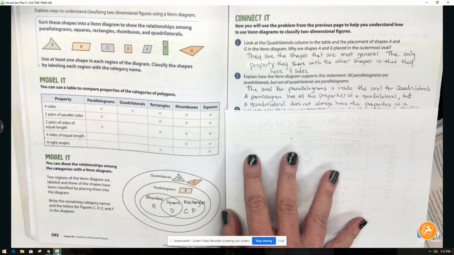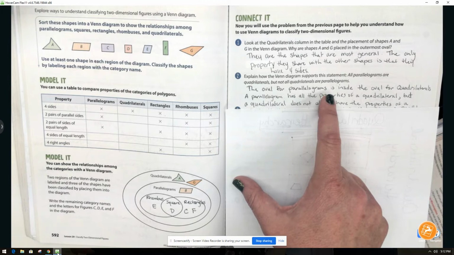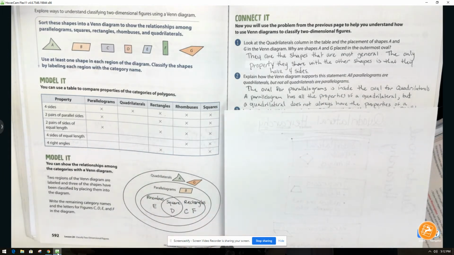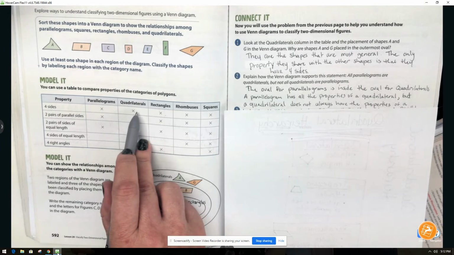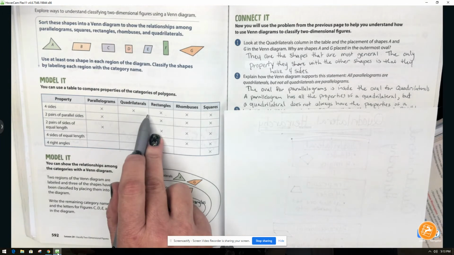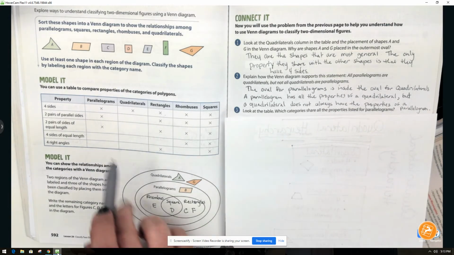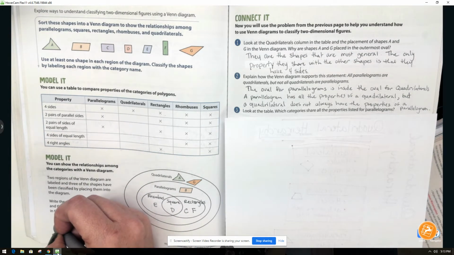The reason, or what I came up with, was that the oval for parallelograms is completely inside of the oval for the quadrilaterals. A parallelogram has all the properties of a quadrilateral. So if you look on the table, the parallelogram has all that quadrilaterals have, but a quadrilateral does not have all the properties of a parallelogram.